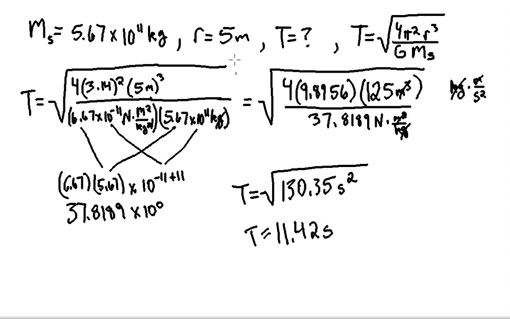If I have an object only 5 meters away from an object with a mass this large right here, it's only going to take 11 seconds for it to make one lap. That's because it's very close and because this object is very large. Okay, moving on.